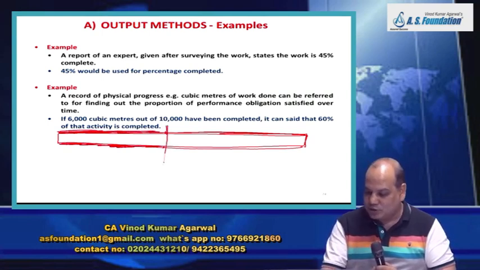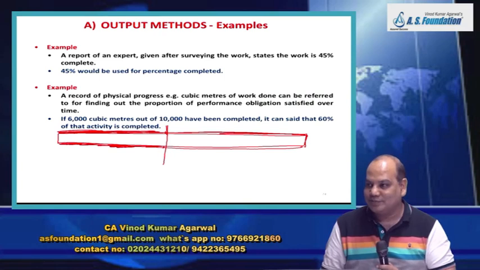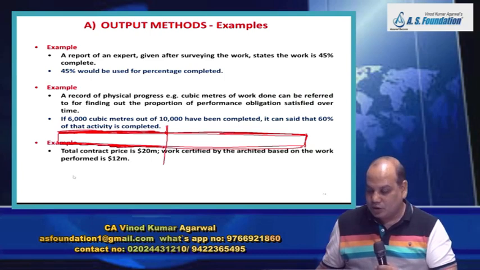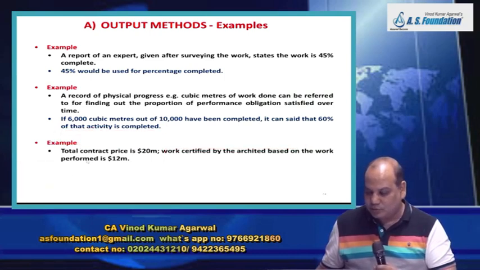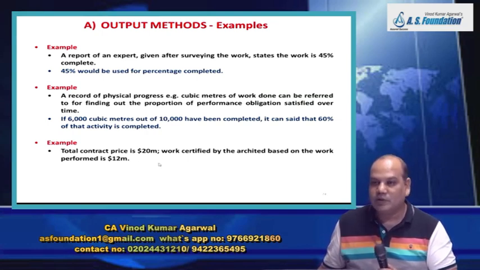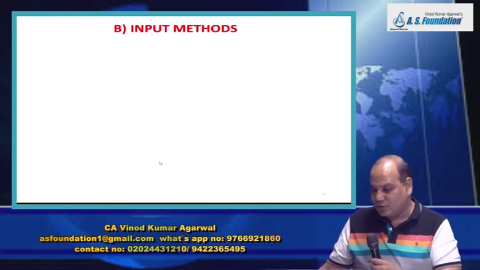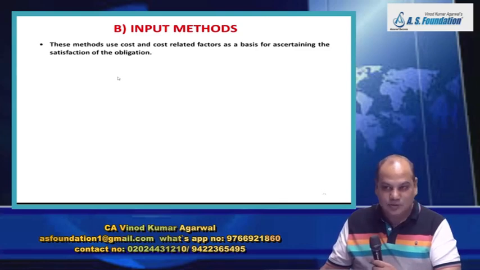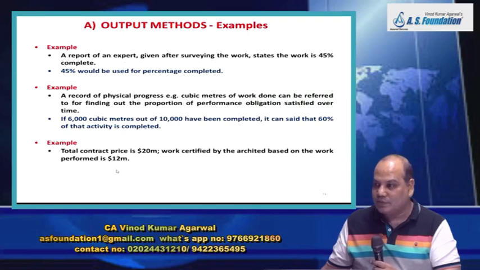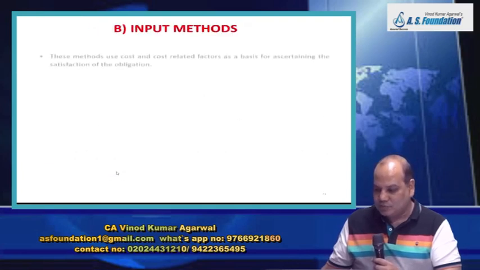This much is pending. So this can be measured in physical terms. Another example is based on output revenue. Total value of the contract is 20. Architect certifies that work equal to 12 million has been performed. So what is the percentage completion? 12 by 20, 60%. Are these lists exhaustive? This is indicative. See, these are examples of stage of completion.